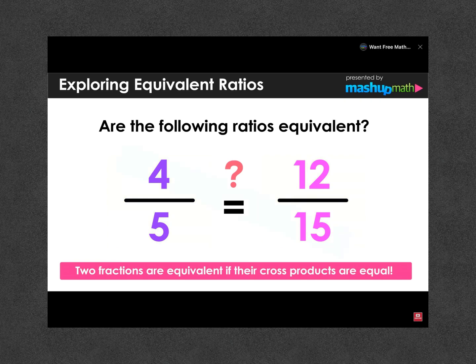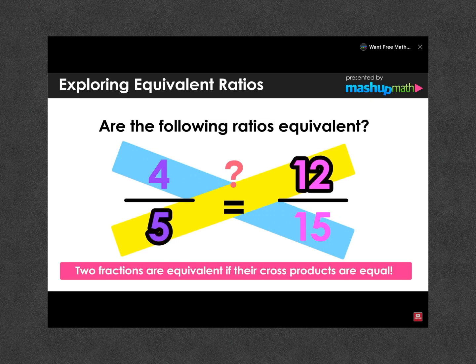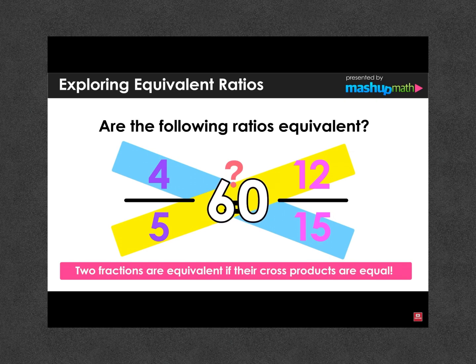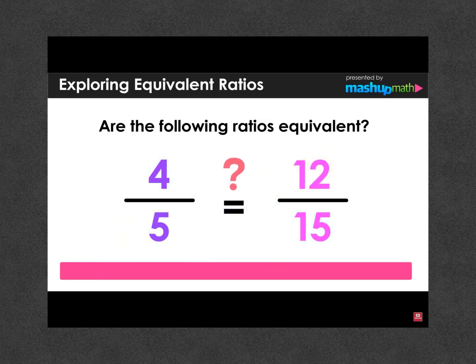So let's start by cross multiplying, and we'll start out with 5 times 12, which we know equals 60. And then we'll find our second cross product by multiplying 4 and 15, and that product is also equal to 60. So notice that in this case, our cross products were equal. And that means that we can make the determination that these 2 ratios are equivalent. And we can justify that statement because, as we just showed, the cross products are equal.